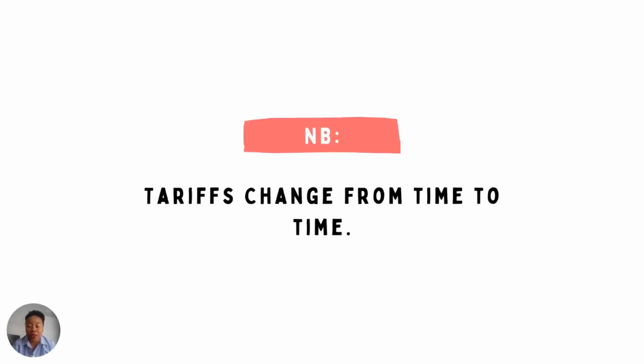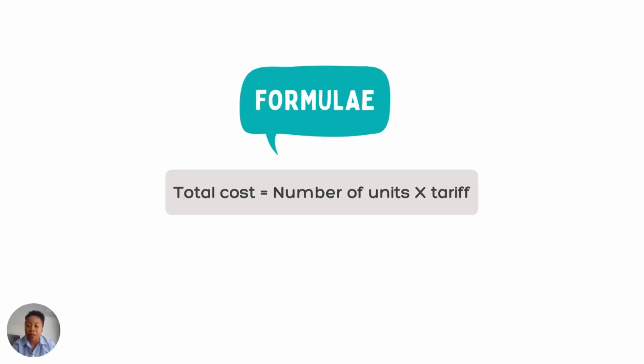So it's very important that you remember that tariffs change from time to time, which is why we keep on calculating this, and it's not something that's just stagnant. So what is the formula for calculating the cost of whatever we use? Whether you're calculating electricity tariff or water tariff or cell phone and so on, it's very important to remember that the formula does not change. It stays the same. So the total cost is equal to the number of units multiplied by the tariff.